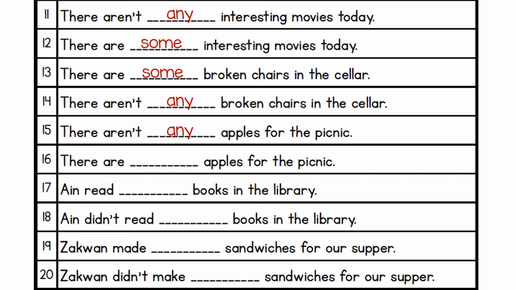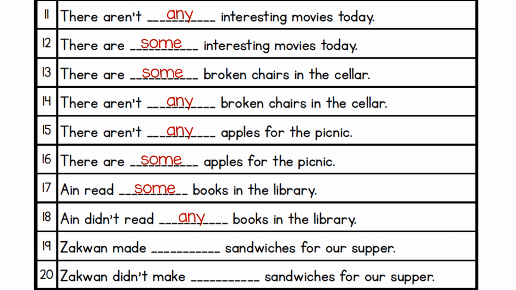Number 16. There are some apples for the picnic. Number 17. Ain read some books in the library. Number 18. Ain didn't read any books in the library.